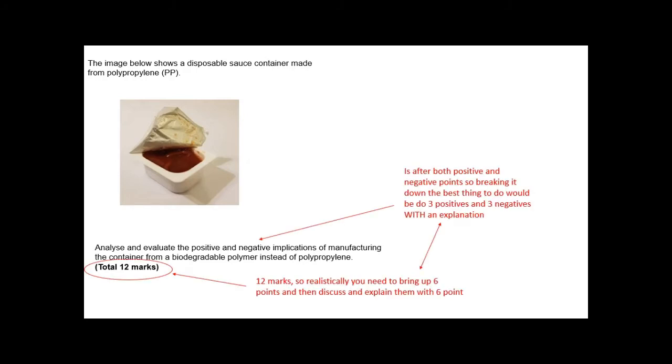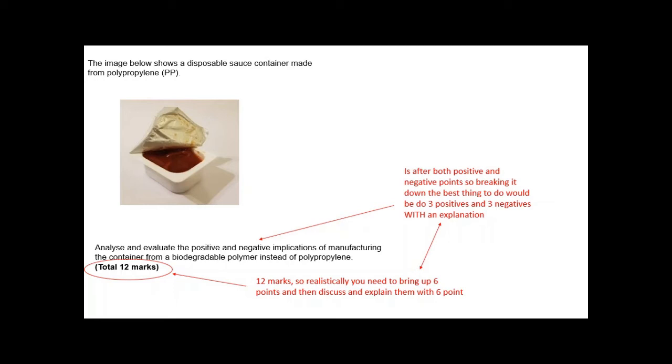So reading that through, 12 marks, so realistically you need to bring up 6 points and then discuss and explain them to get another 6 points. So that gets you your 12 in total. It says there it's after positive and negative. So if you break that down again, you're looking at 3 positive points and 3 negative points, and then explaining each one of those points. And then that will get you your 12 marks in total.